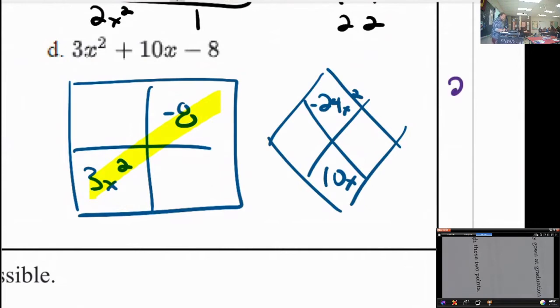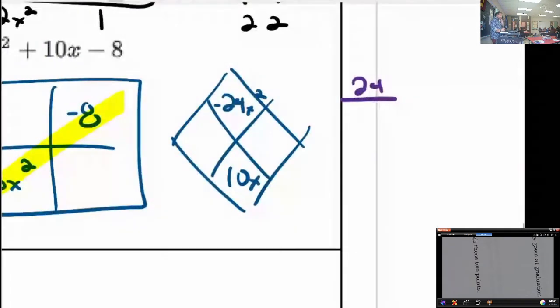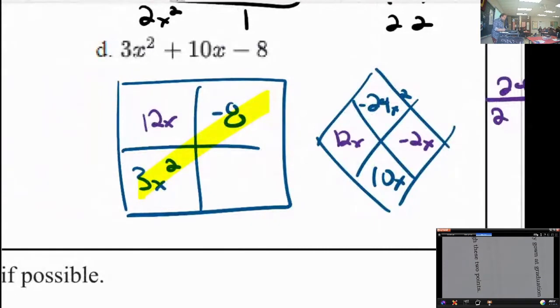So let's think about things that multiply to 24. We need numbers that are 10 apart. 2 and 12 will work really nicely here. We could do a positive 12x and a negative 2x. Those two numbers multiply to negative 24, but add to positive 10. That's the trick, 12x, negative 2x.